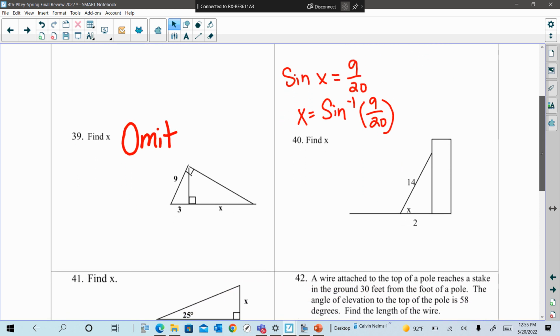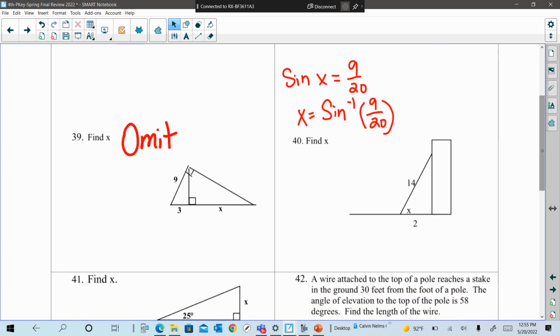So we're not going to do 29. Oh, I'm sorry, 39. 39, you're going to omit. 40 is another trig. 2 is the adjacent, and you write 27.